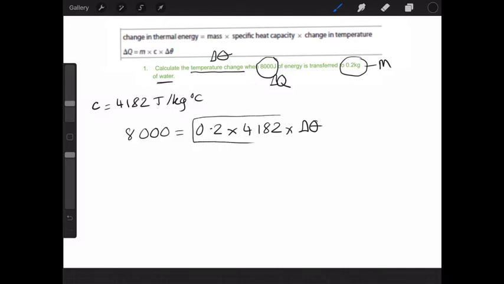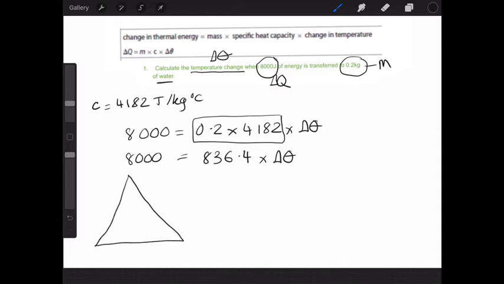Then I'm going to solve this bit, definitely using a calculator for that. There we go. Now I'm down to 3 parts, so if I want the security of my triangle, I know that if I cover over the 8,000, I need to have these in the bottom and 8,000 in the top.